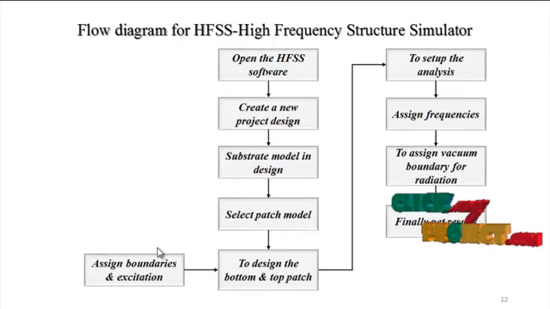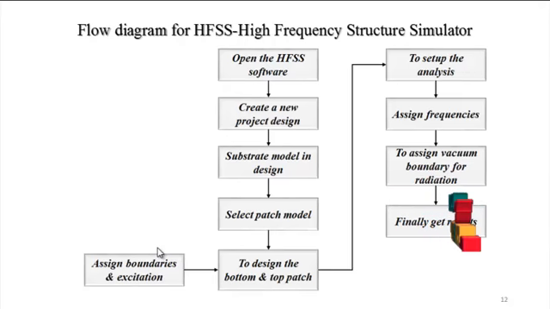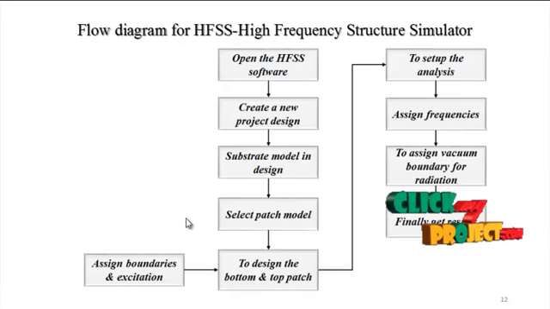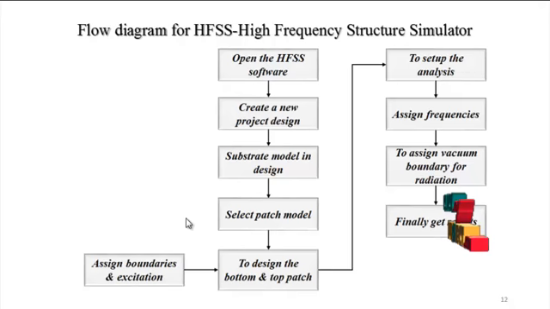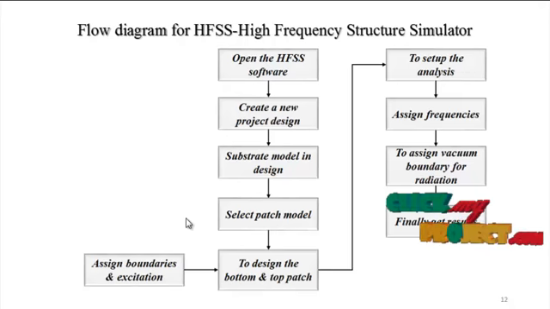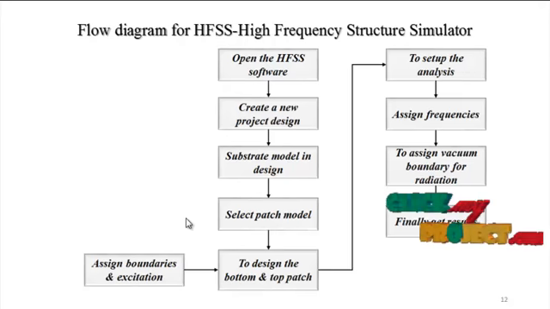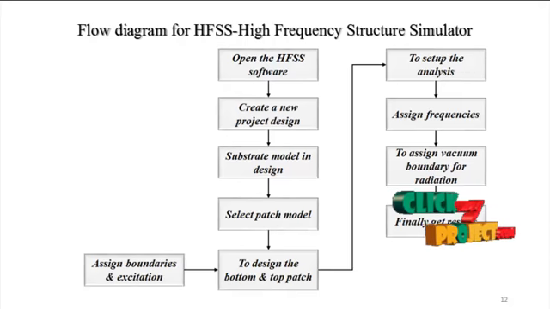All the design is implemented in terahertz, where terahertz means a frequency of 10 to the power 12. The frequencies are assigned so that they are calculated for a particular wavelength. We assign the vacuum boundary for the radiation to prevent external effects on the antenna. Finally, we get the results like radiation pattern, return loss, and the 2D and 3D patterns of the antenna.